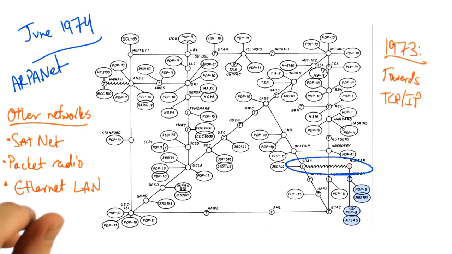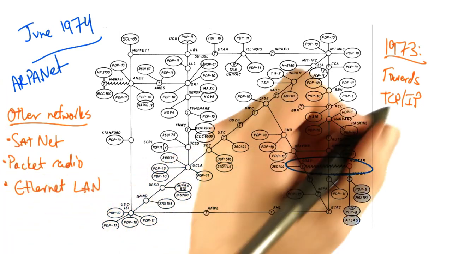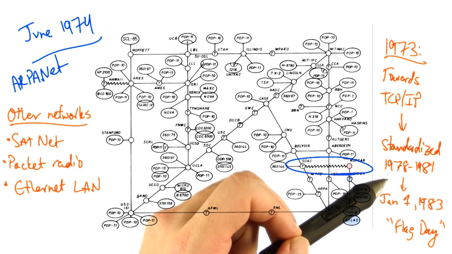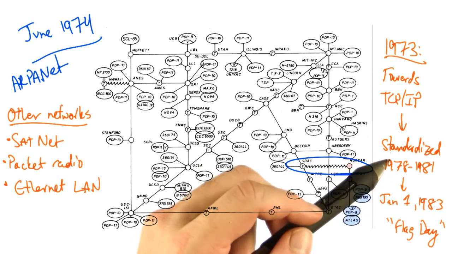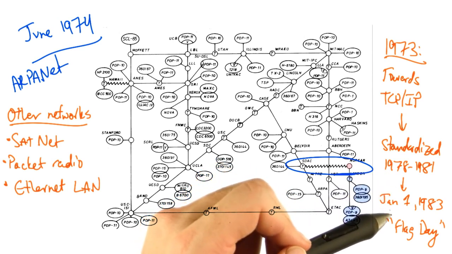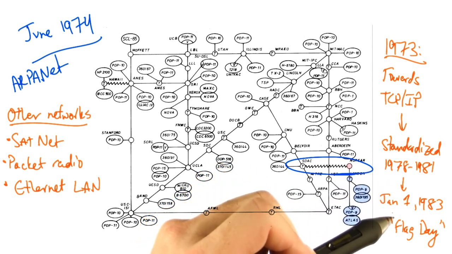Work started in 1973 on replacing the original network control protocol with TCP/IP, where IP was the internetwork protocol, and TCP was the transmission control protocol. TCP/IP was ultimately standardized from 1978 to 1981 and included in Berkeley Unix in 1981. And on January 1st, 1983, the Internet had one of its flag days, where the Arpanet transitioned to TCP/IP.